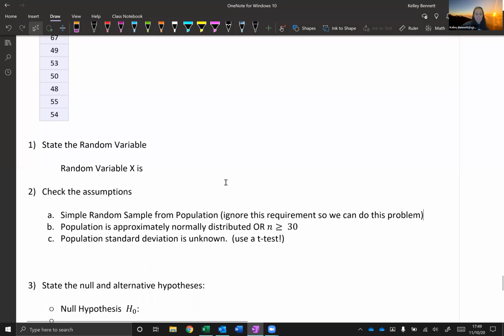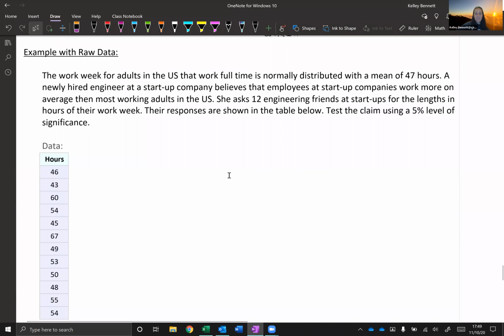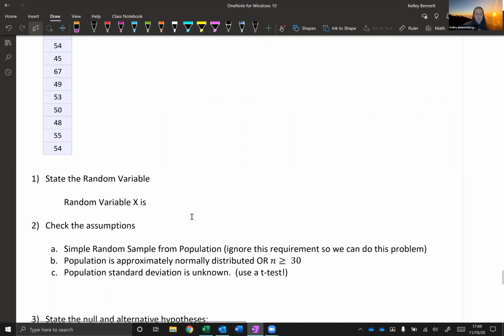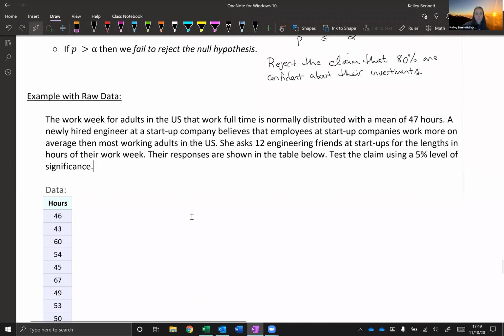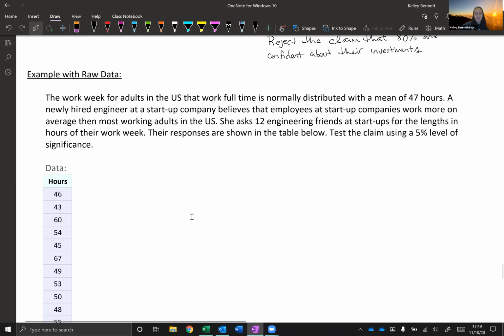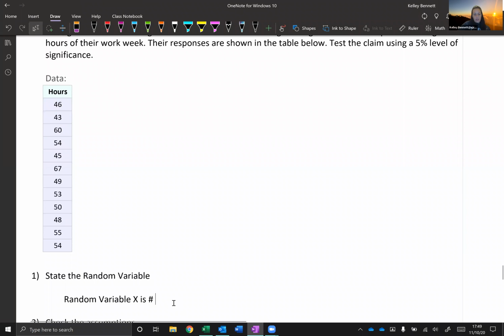The population is approximately normally distributed. Let's see, do we have that? Yes, we do. Right there. So we're good to go on that. The population standard deviation is unknown. That's a fact. And so we're gonna use our data to give our sample standard deviation, and that's gonna bring us to using a t-test. The random variable X is just the number of hours worked. I'll just leave it at that.